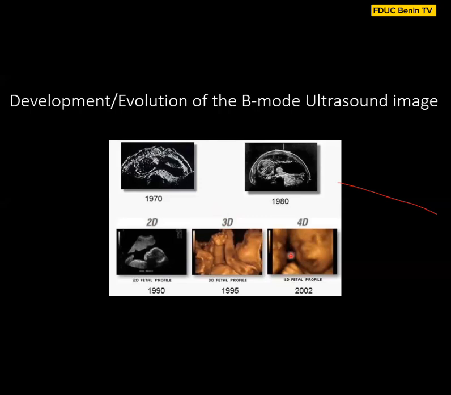Then the latest one is the 4D fetal profile, in which the fourth dimension is actually movement. You see the baby yawning and all those. So we have 3 dimensions, meaning the machine has the coronal plane, then the fourth dimension is the motion. You see the baby moving on the scan. So these are just the evolution of B mode ultrasound.